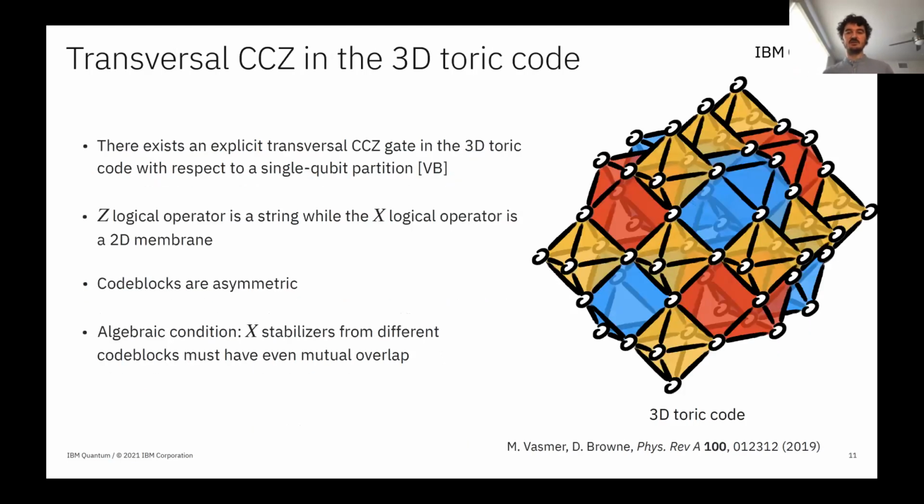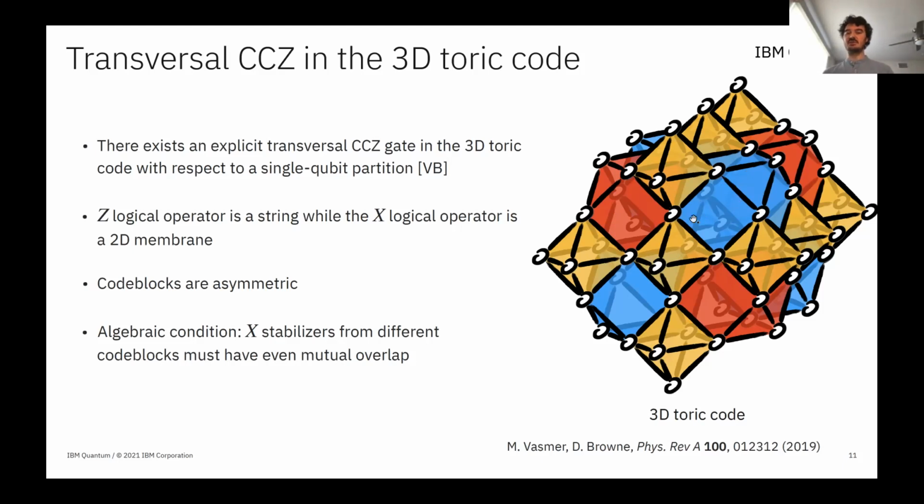And this is where there was this recent result by Mike Vasmer and Dan Browne, who showed that there is an implementation of the 3D toric code that has an explicit transversal controlled-controlled-Z gate. In this implementation of the toric code, your Z logical operators are string-like, while your X logical operators are 2D membranes for all three code blocks. This is a pictorial representation of the three different code blocks of your code. There's the blue code, the red code, and the yellow code. This represents their X stabilizers, which are volume-like, and the Z stabilizers will be given by the faces.